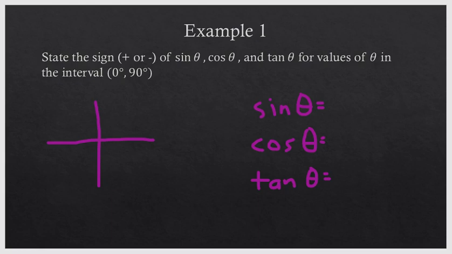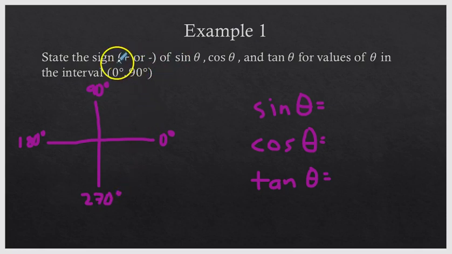So here's our first example. They want us to state whether the functions are positive or negative for sine, cosine, and tangent. And they're asking about values of theta in the interval between 0 and 90 degrees. Well, remember that if we're talking about our x and y axis or our unit circle, 0 and 90 degrees are the ones pointing to the right and straight up. The other ones would be 180 degrees, this one's also good to know, and 270 degrees.